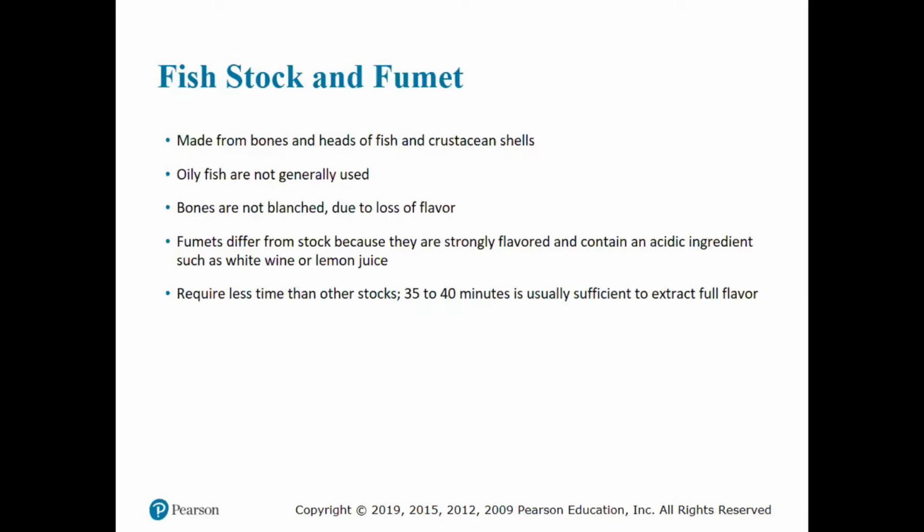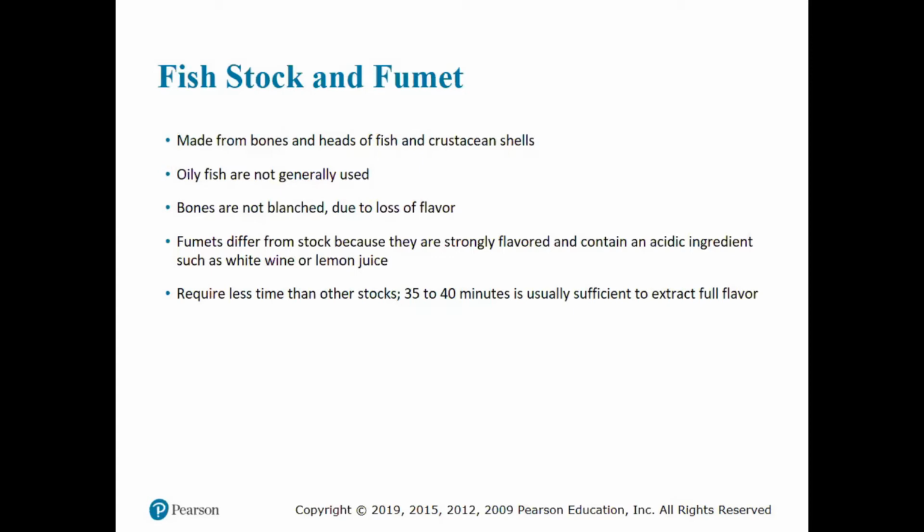So, fish stock and fish fumet. Fish stock or fumet is made from either fish bones and heads and/or crustacean shells. So shells of lobster, shrimp, crab, et cetera. Typically, oily fish are not used because it has too strong of a flavor. So you're usually not using shark bones or salmon bones.